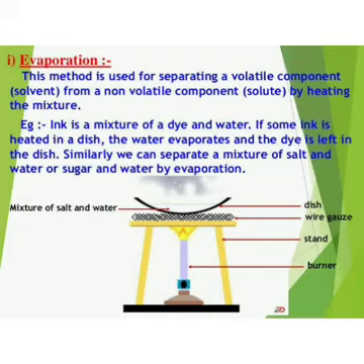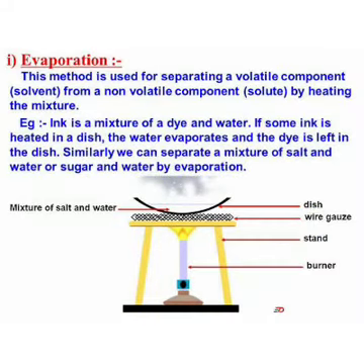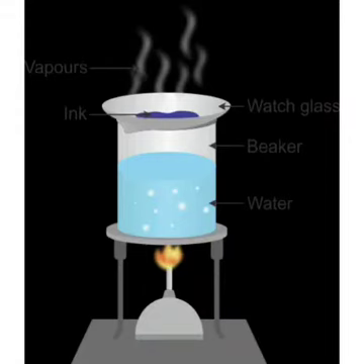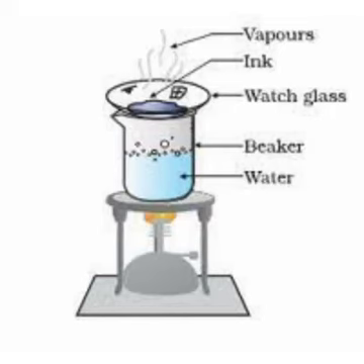How can we obtain the colored component, dye, from blue-black ink? Blue or black ink is a homogeneous mixture of, you can call it, dye in water. The components of this mixture can be separated by the process of evaporation. A few drops of this ink are taken on a watch glass and then it is indirectly heated. The water in the beaker is heated and the steam thus formed will indirectly heat up the ink.